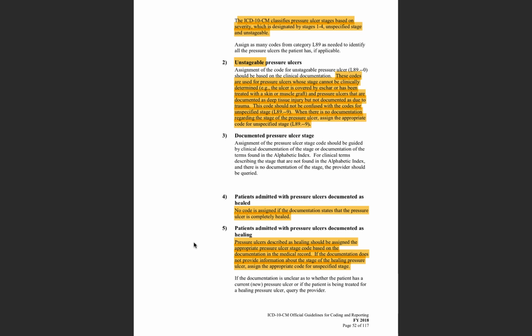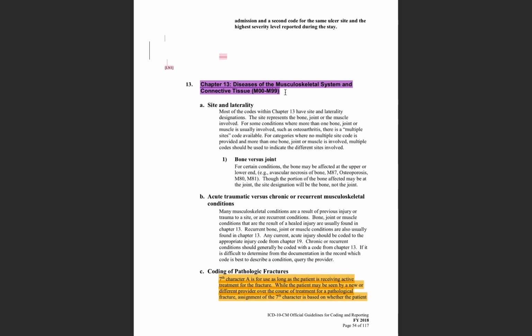Patients admitted with pressure ulcers documented as healed. If the pressure ulcer is documented as healed, no code is assigned. Patients admitted with pressure ulcers documented as healing. Pressure ulcers described as healing should be assigned the appropriate pressure ulcer stage code based on the documentation in the medical record. If the documentation does not provide information on the stage of the healing pressure ulcer, assign the appropriate unspecified stage. Now let's go to Chapter 13, the musculoskeletal system.